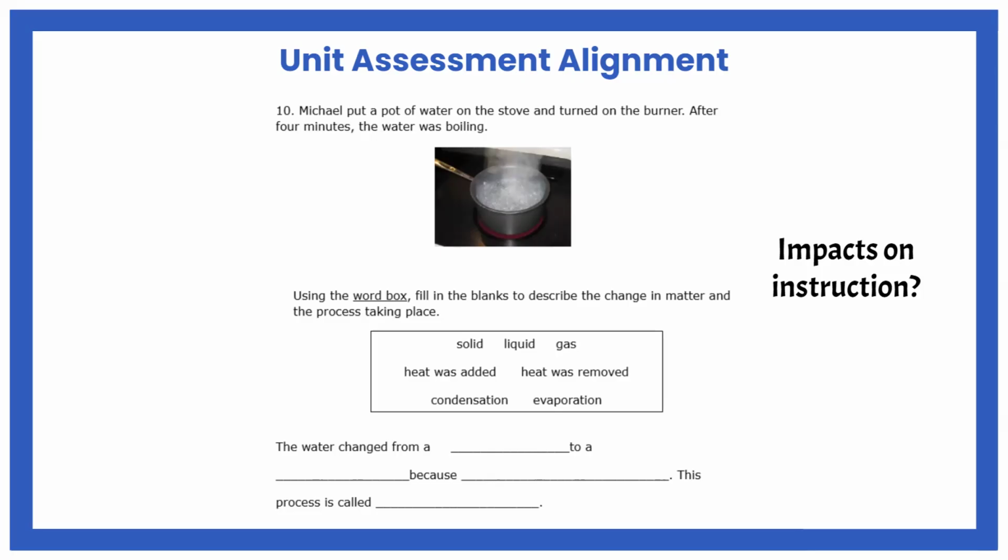So having them use that sentence structure to describe what's happening, and then always including because, and always bringing attention to if heat was added to create that change or if heat was removed to make that change. And then also making sure students understand that condensation and evaporation are processes. So when they get to this question and it says this process is called, they will be able to recognize that this process is called evaporation. So that way the word process won't be new to them.